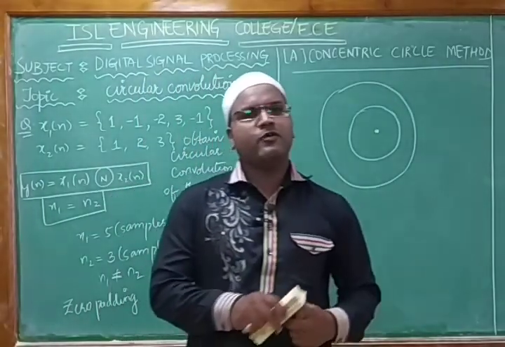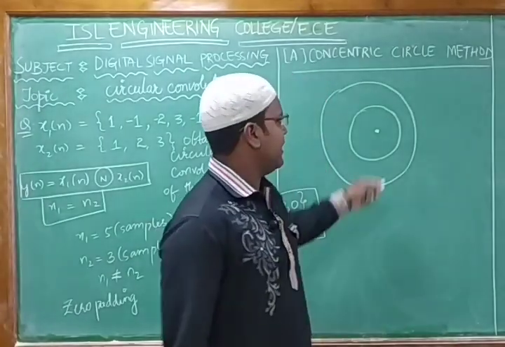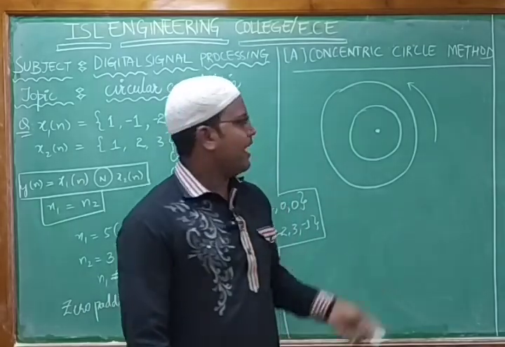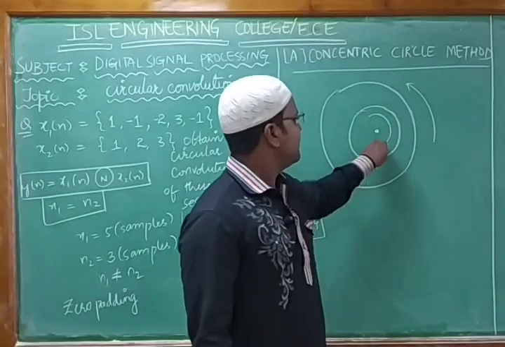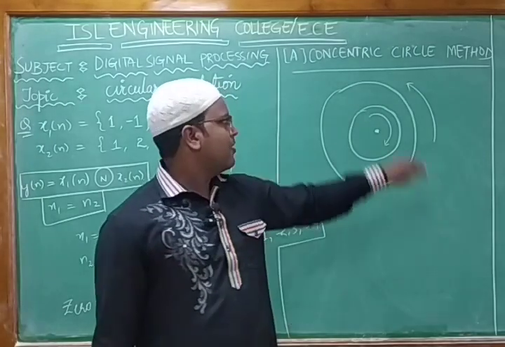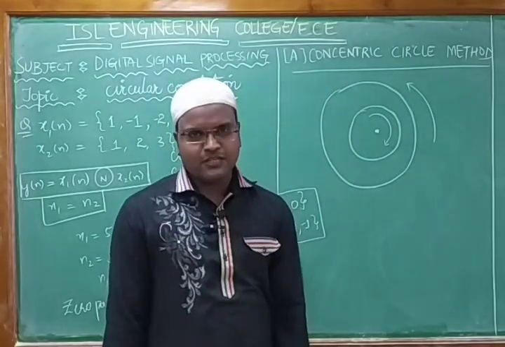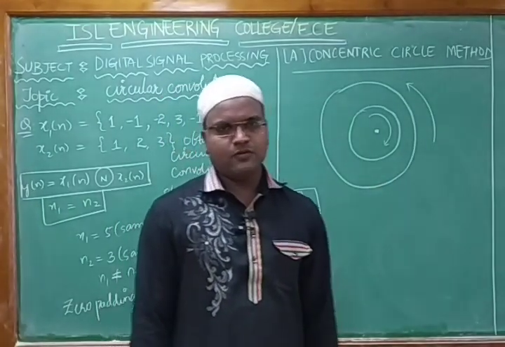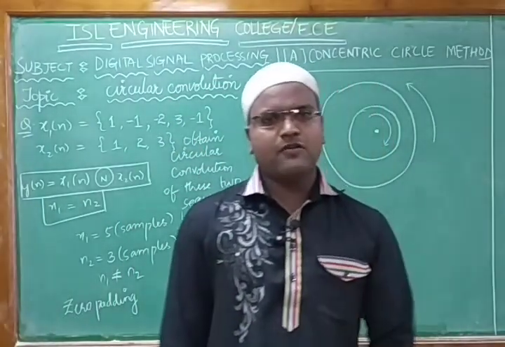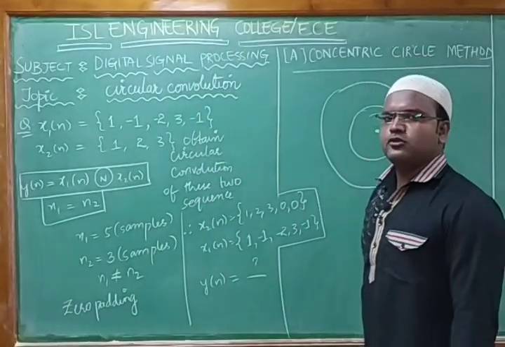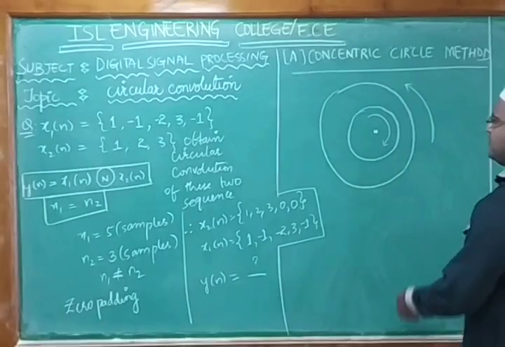While discussing the steps, we discussed that we take the first sequence in the counterclockwise direction and the second sequence in the clockwise direction. So we need to take the first sequence counterclockwise, that means anti-clockwise, and the second sequence in the clockwise direction. By taking anti-clockwise and clockwise, we need to multiply the corresponding values. These two points we need to keep in mind.